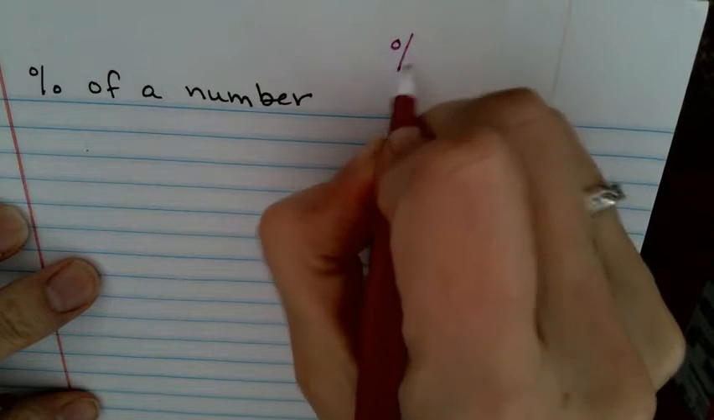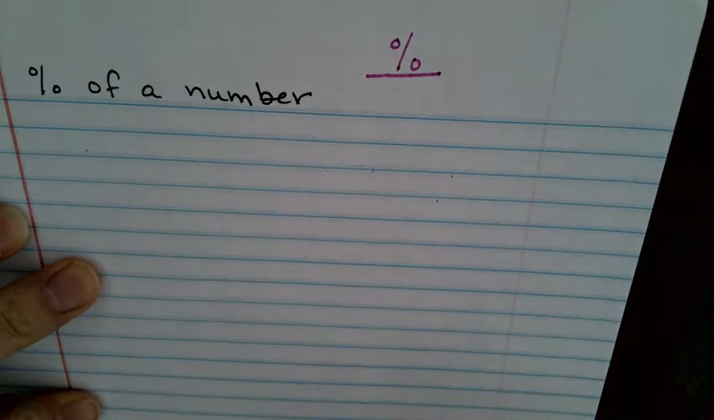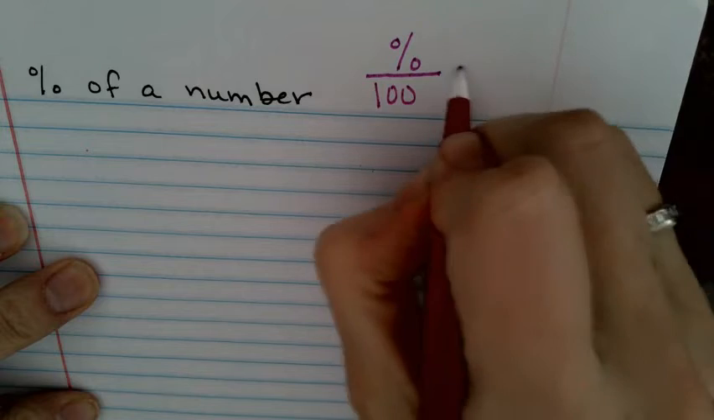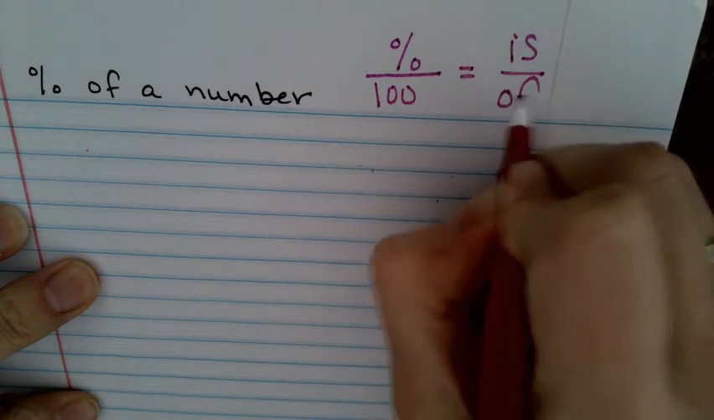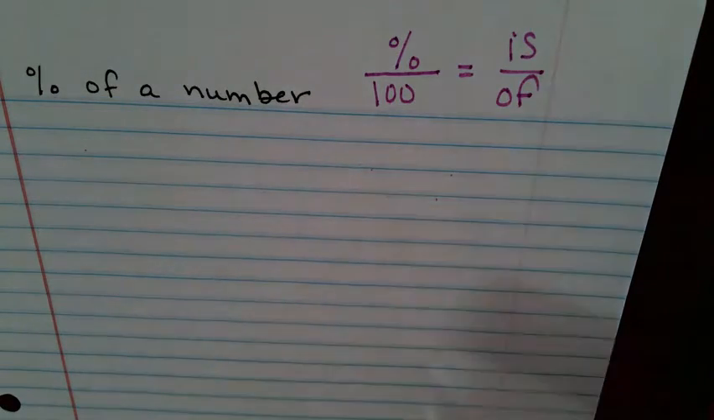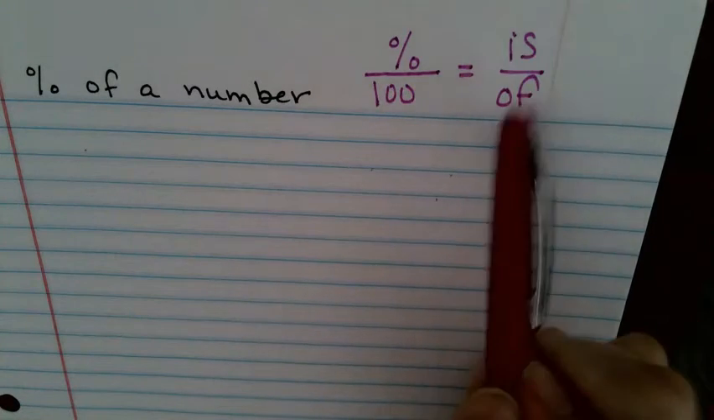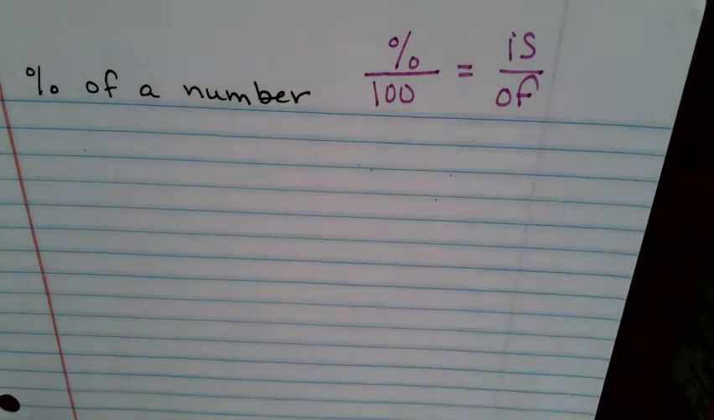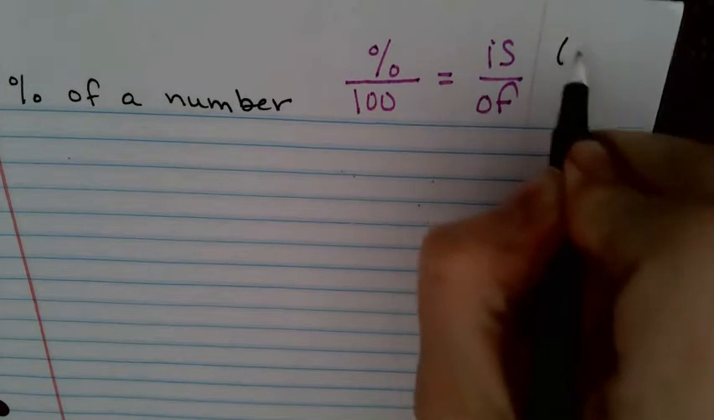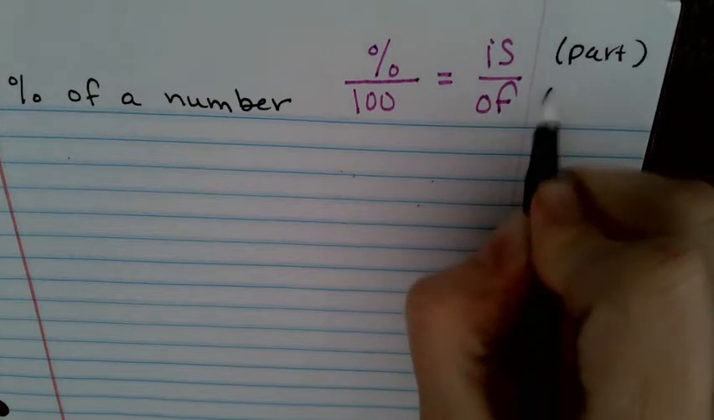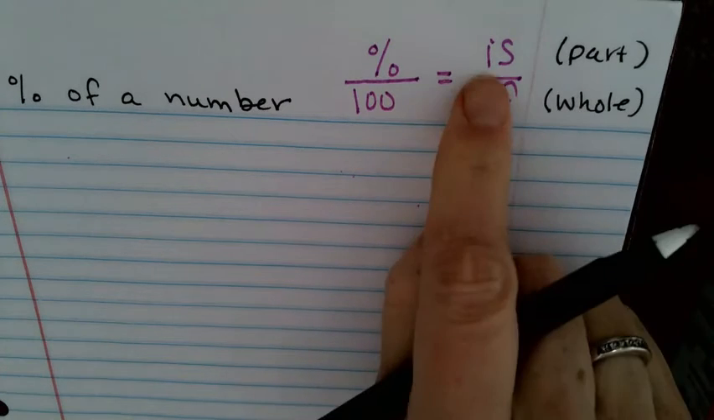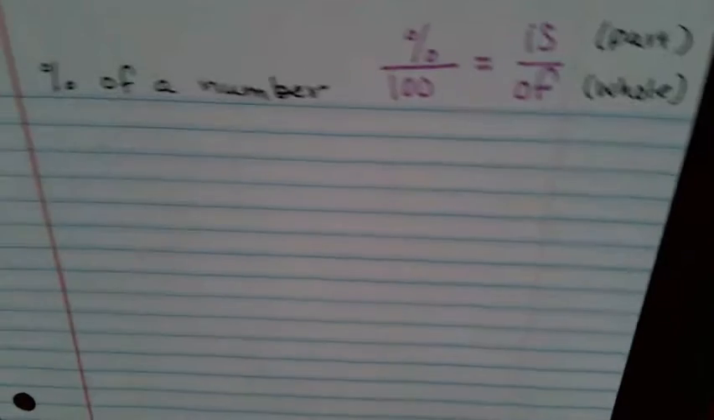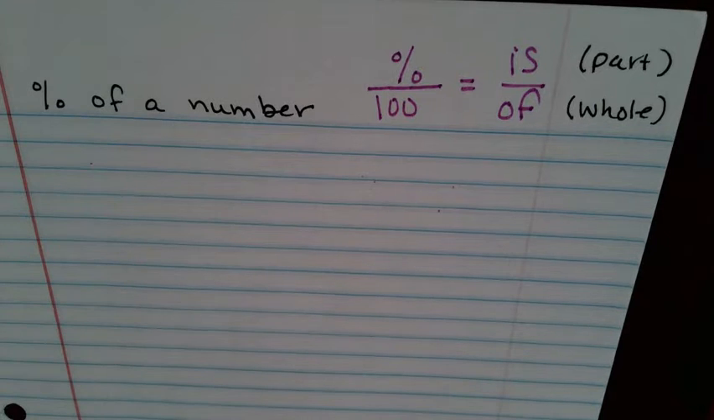And what we say is this. And I'm going to write it a little bit bigger. Percent over 100 equals is over of. Okay, and we're going to do it this way. We can also write it the other way. A lot of people like to write is over of equals percent over 100, okay? It doesn't matter as long as we're talking about this part here being the part, like we talked about in our last math, and this part being the whole amount. And these keywords, is and of, are going to help us determine where to place our numbers so that we can solve some math, okay?